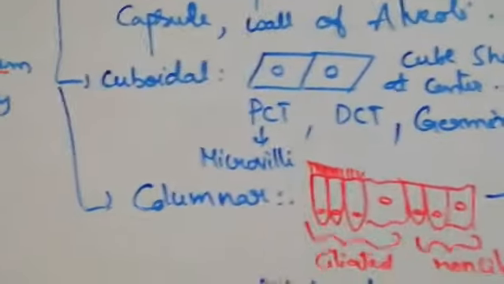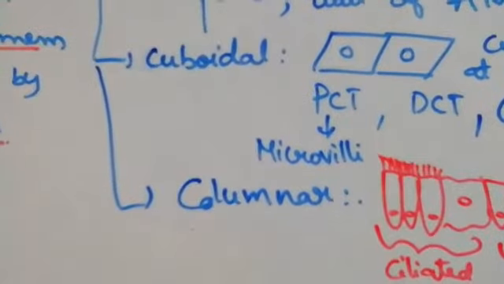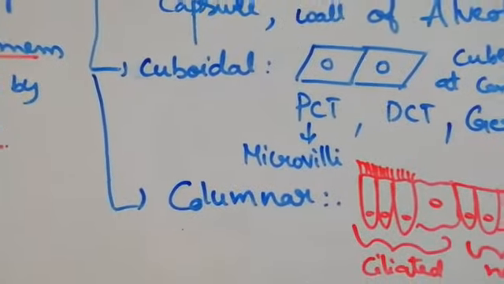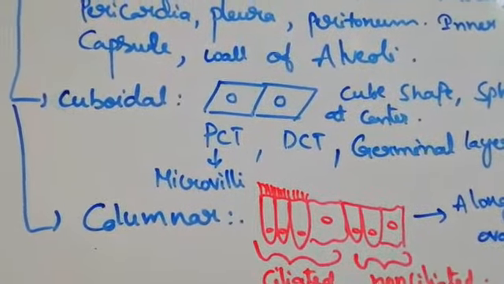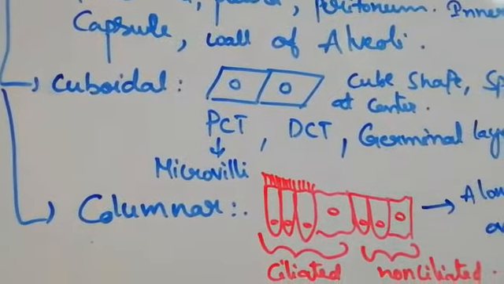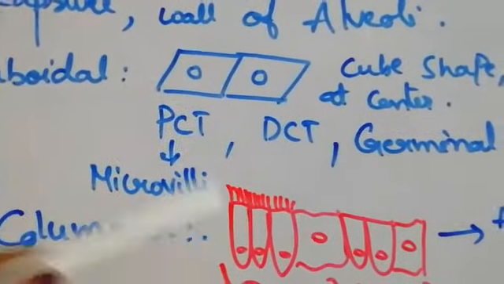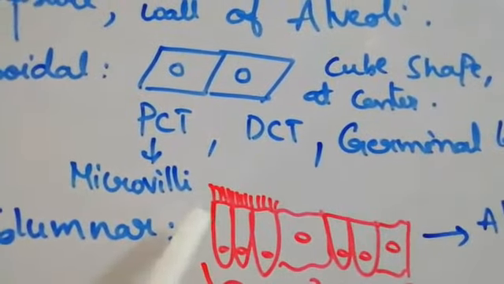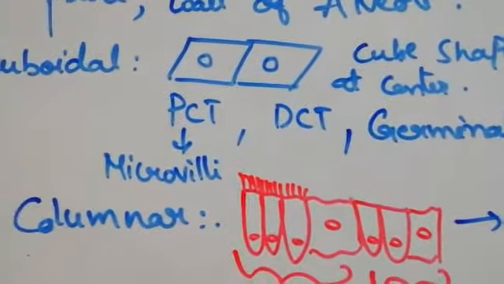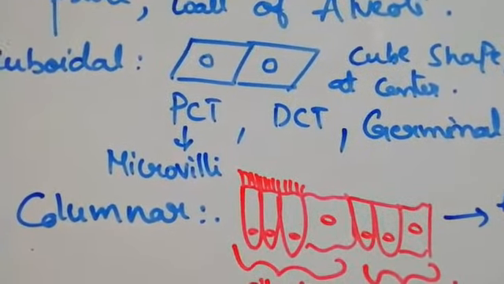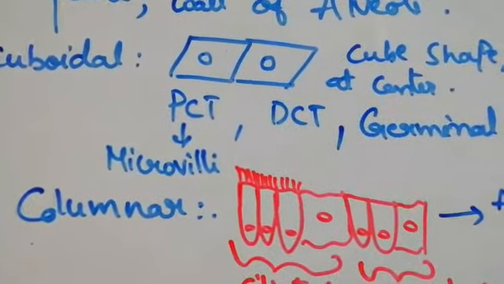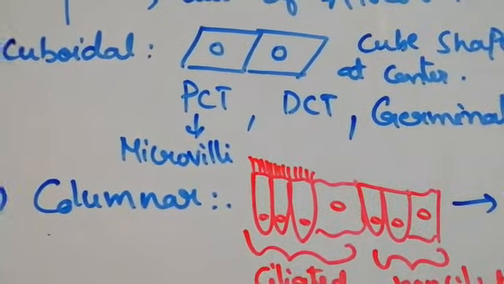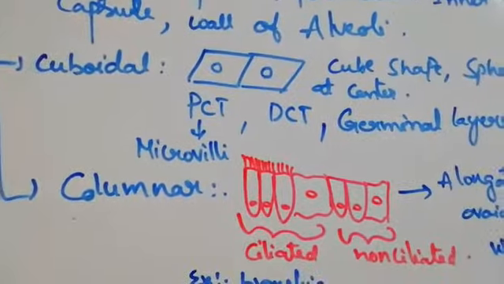Now come to the third one, simple columnar epithelial cells. These simple columnar epithelial cells have an elongated structure and an ovoid nucleus, located at the base. And in the middle of these columnar epithelial cells, goblet cells are present, which secrete mucus. So this is the structure of columnar.